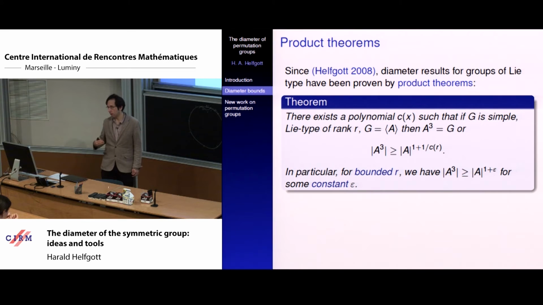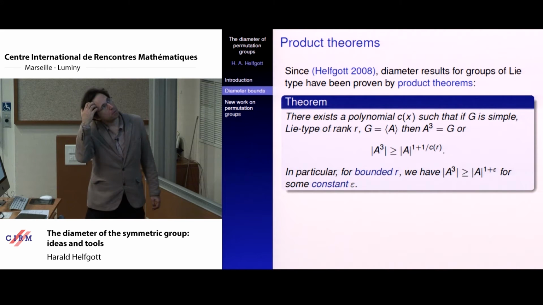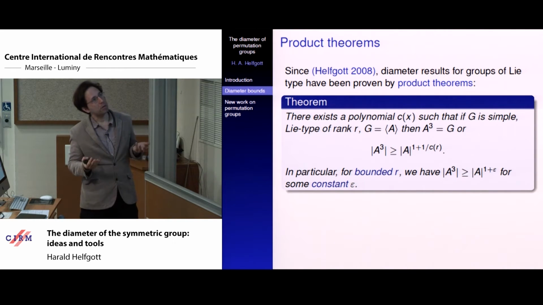I proved a product result. And that was used by Bourgain-Gamburd and by many other people to prove expansion results. So product theorems are nice in and of themselves. This is the most general. So this is what I proved for SL2, SL3, and what has been proved in full generality by Pyber-Szabó and Breuillard-Green-Tao.